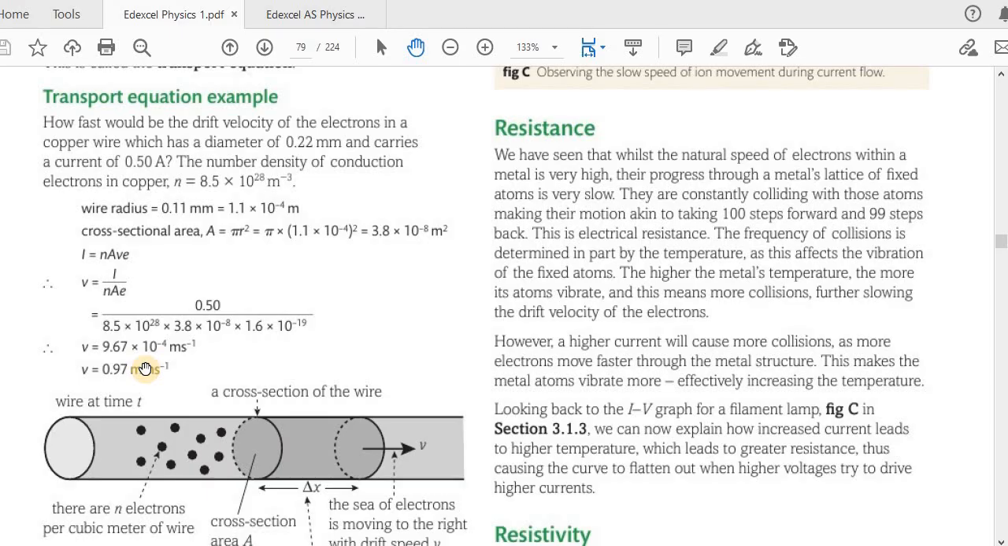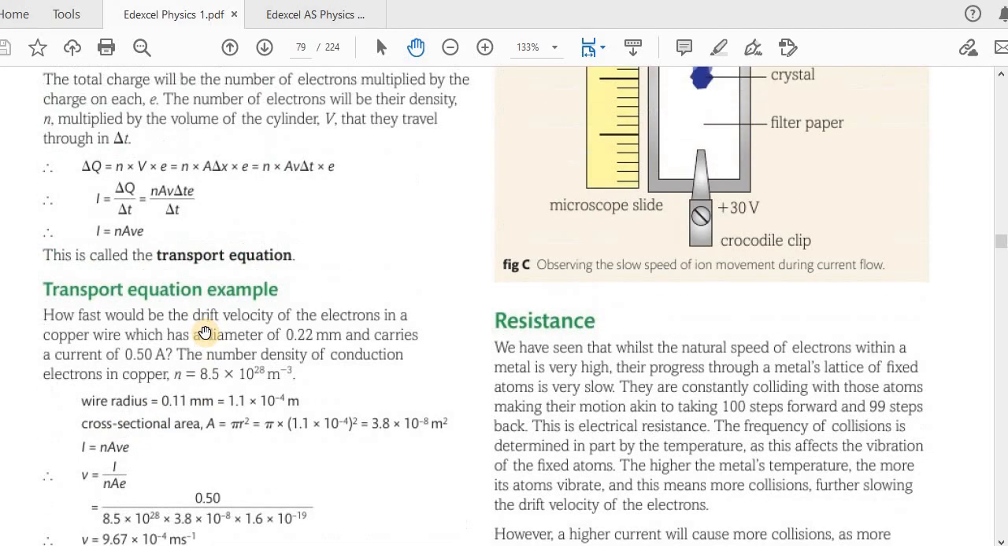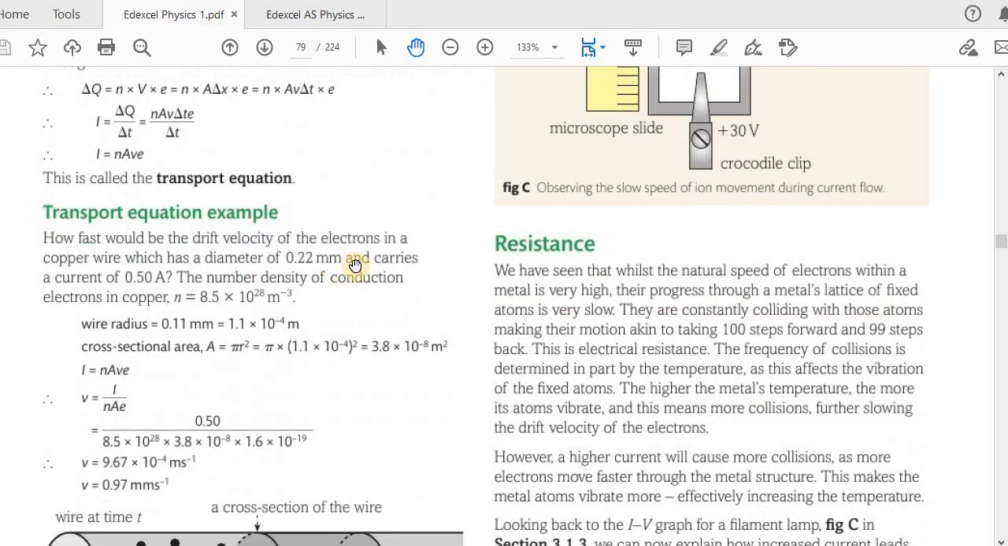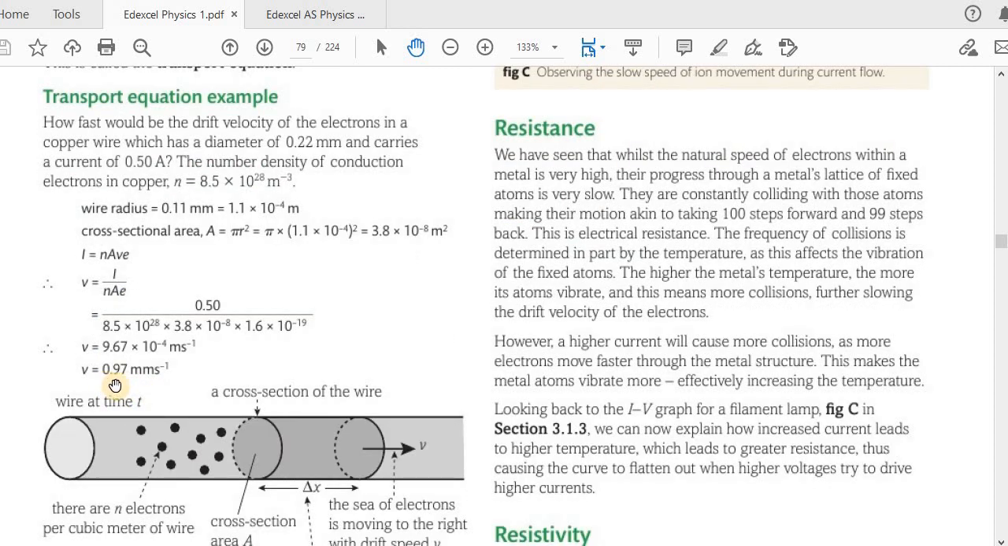Now, to see what this is in millimeters per second, we can convert it to millimeters per second, because remember earlier we said that the drift velocity is only millimeters per second. So let's check that over here. You can see it's around that value, 0.97. If you convert this to millimeters per second, you get this, and they have rounded it off to two significant figures.